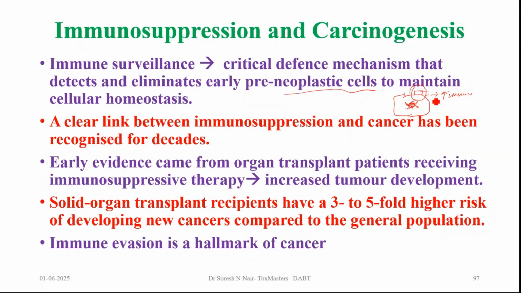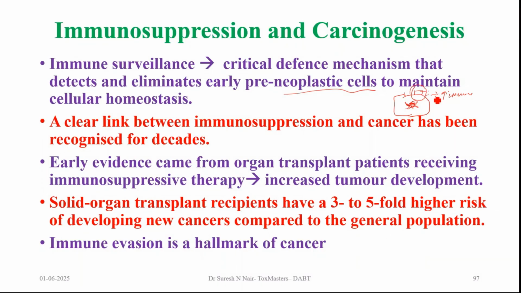Okay, so immune surveillance is one thing that is running around the clock in the body as a mechanism to inhibit the already promoted cells. So that is why, even though there are a lot of mutations happening inside the body, it doesn't develop into a tumor.